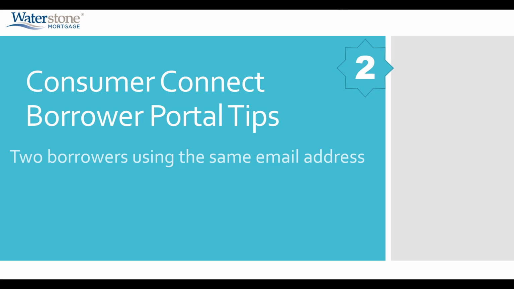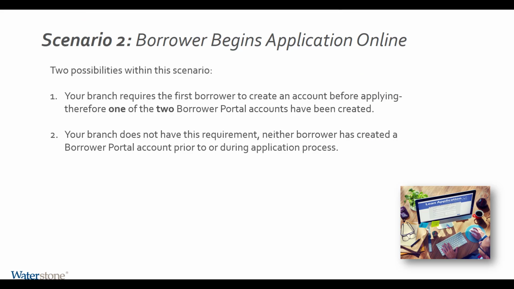Today's scenario 2 is regarding two borrowers using the same email address. Typically, this results in one of two possibilities depending on your branch. The first possibility is that your branch requires the borrower to create an account. So the first borrower would have to create a borrower portal account before they can submit an application. Therefore, one of the two borrowers already has their borrower portal account.